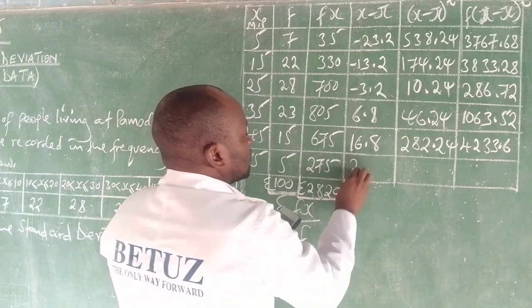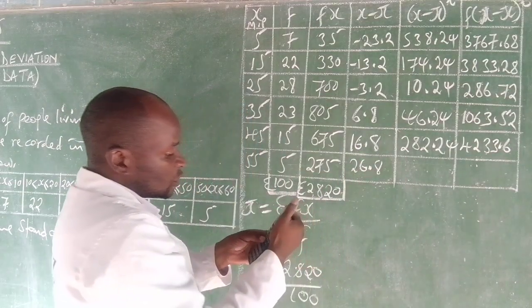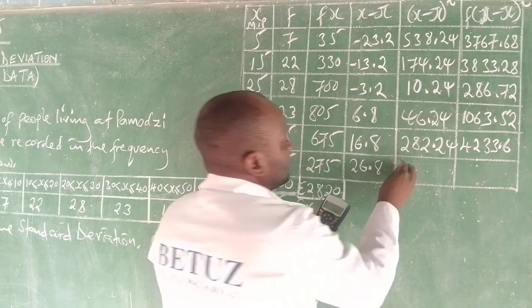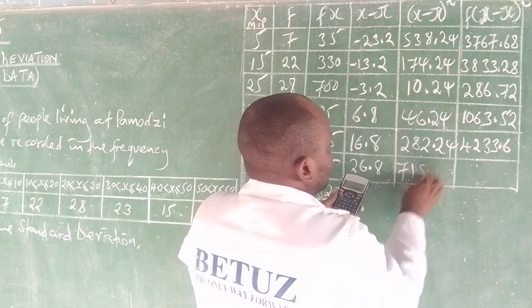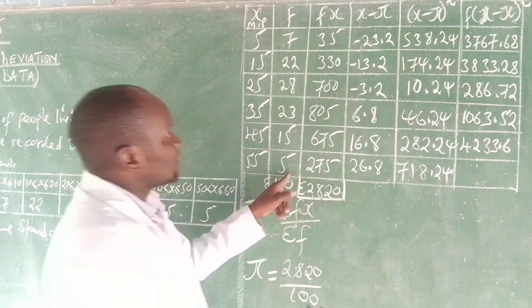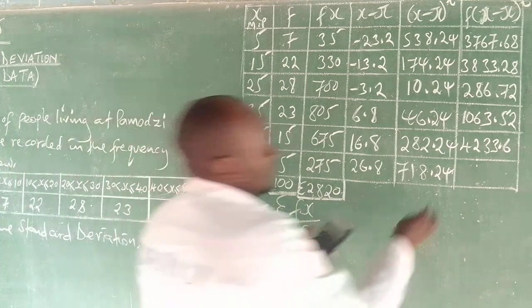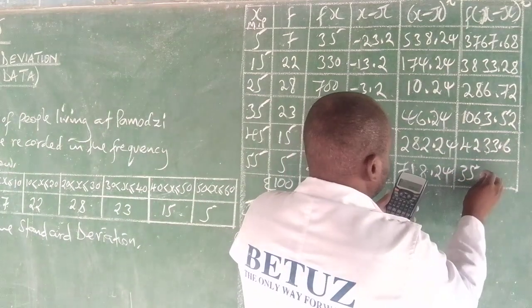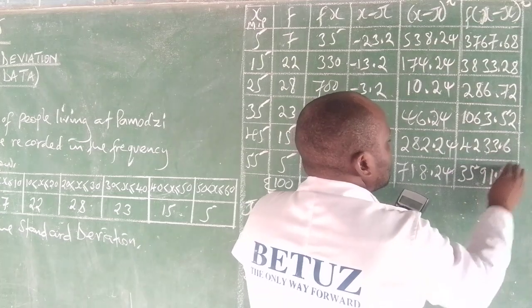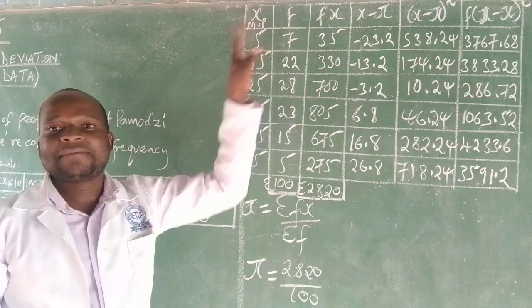We are getting 26.8. Then we square that, we are getting 718.24. This multiplied by the frequency, which is 5, we are getting 3591.2. Then from there, we're done with the table. That is the main job.